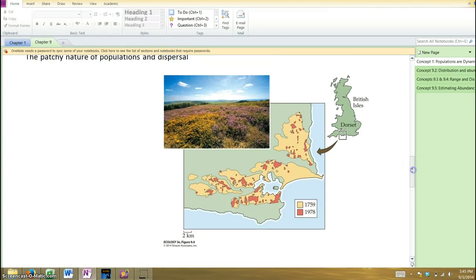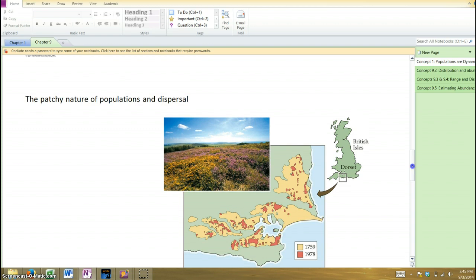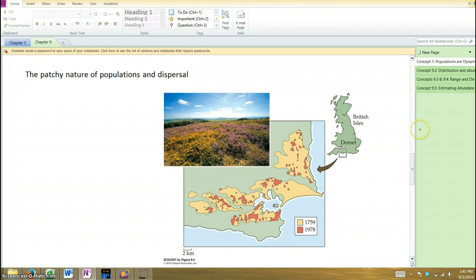But sometimes you do find species that can live in a wide variety of habitats. So how patchy a particular species is can depend on that species' requirements. Here's an example where they talk about these heaths. These are treeless habitats that you find in southern England.